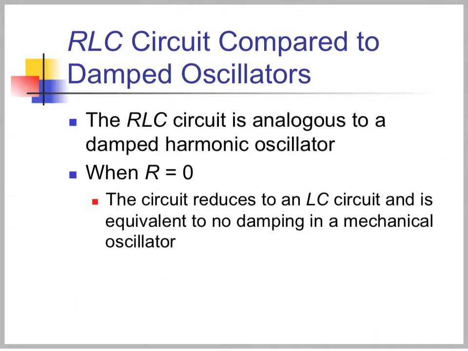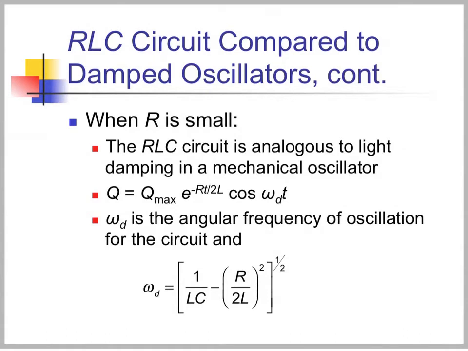When R is small, the RLC circuit is the same as a lightly damped mechanical oscillator. I'm not going to go through the solution to the differential equation, but charge is some maximum value times cosine omega_d t, where omega_d is the frequency of damped oscillation, and we have an exponential term out front. So omega_d is the angular frequency of oscillation for this damped circuit, and it's the square root of 1 over LC minus (R over 2L) squared.